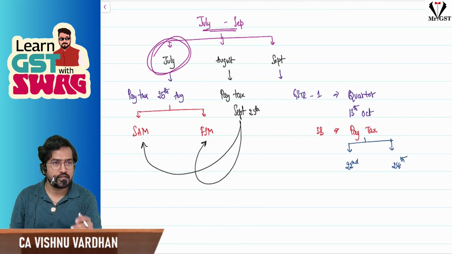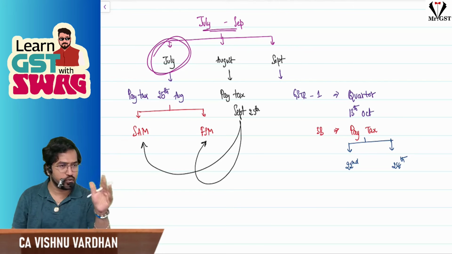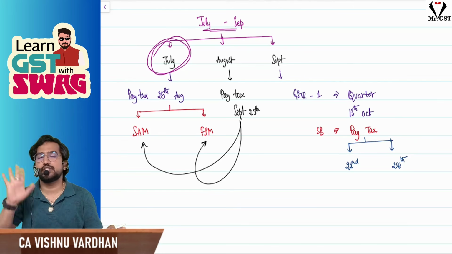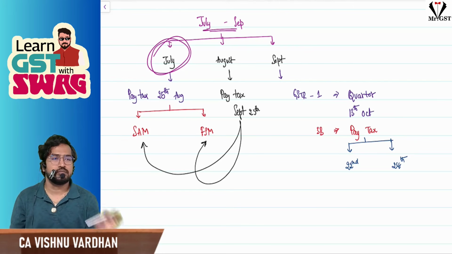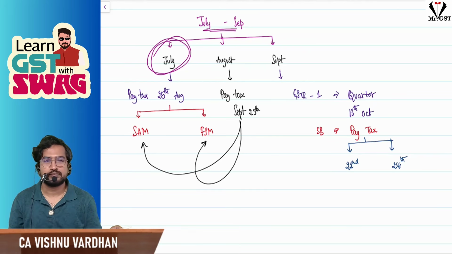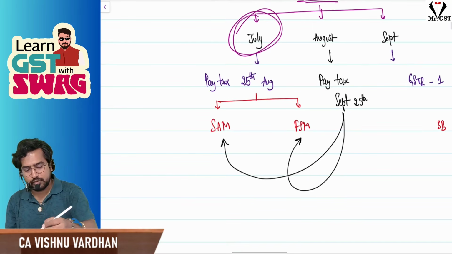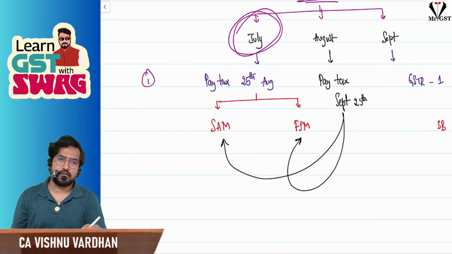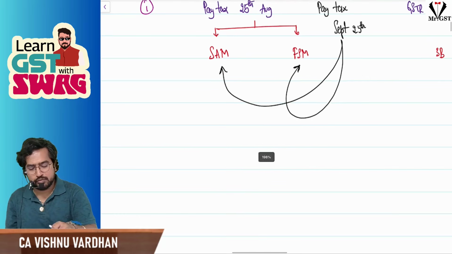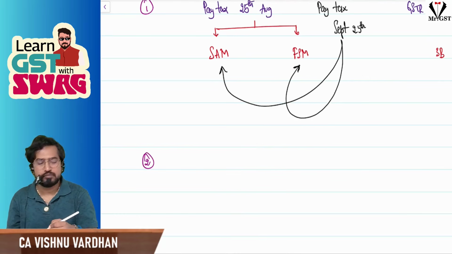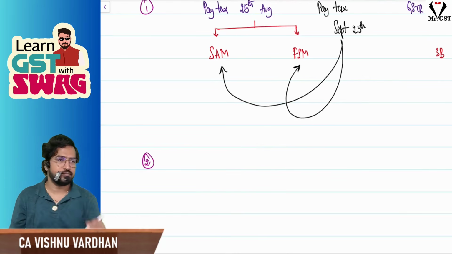For passing the credit, you understand the point? There is a delay happening, 2, 3 months. So for this, what is the solution? IFF. Now what are they doing? Monthly, what you are doing is paying tax. You take one more responsibility. Responsibility number 2: monthly file IFF.